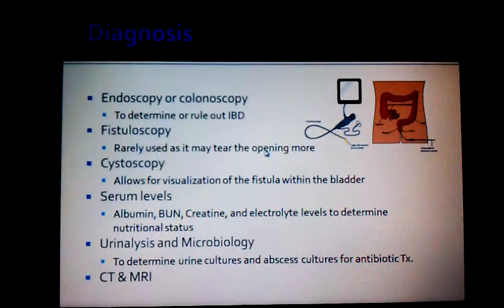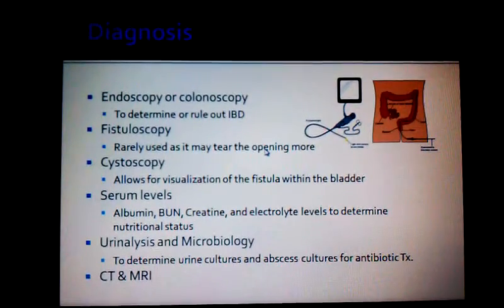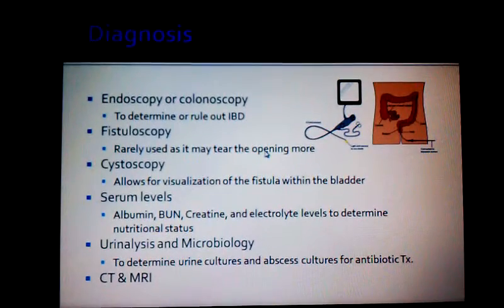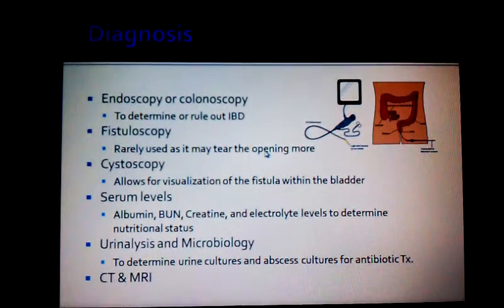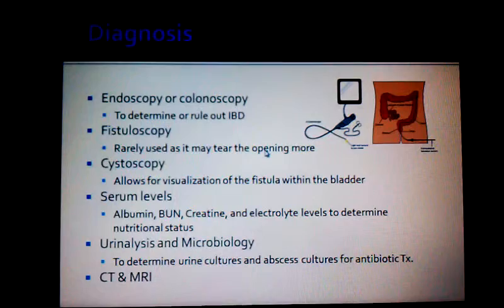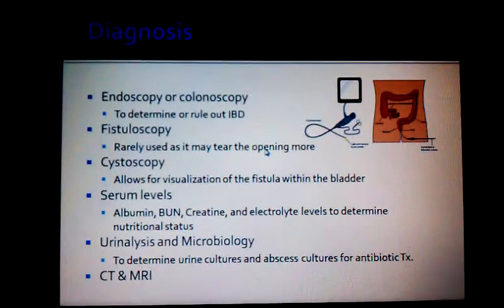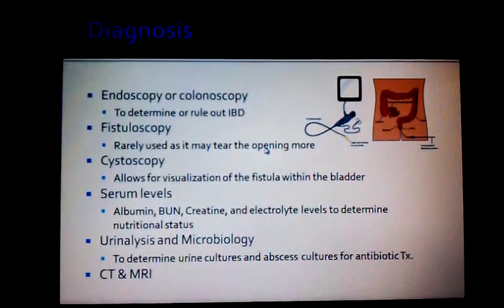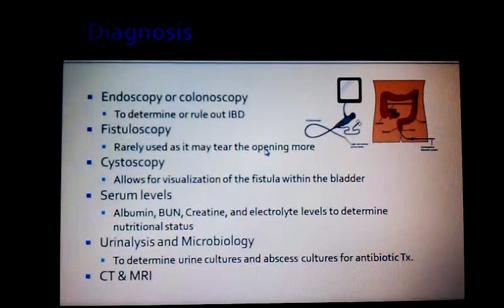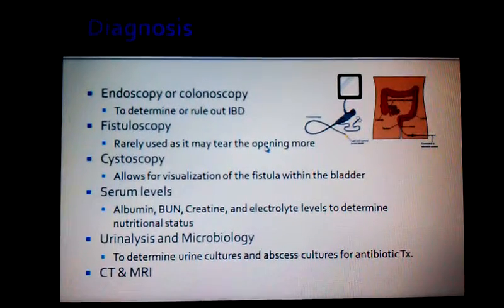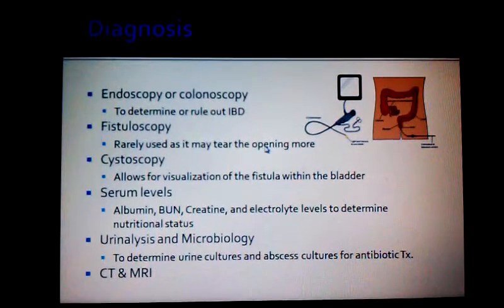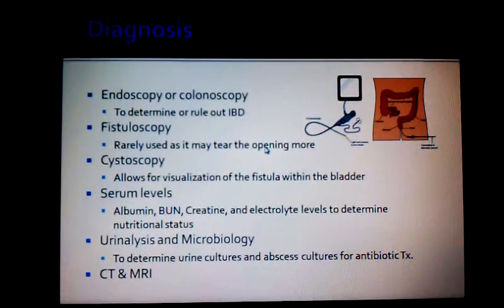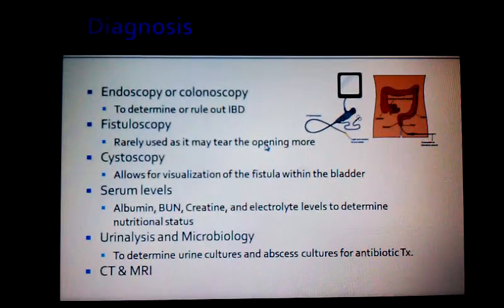The diagnoses are endoscopy or colonoscopy to determine or rule out IBD. Fistuloscopy is rarely used as it may tear the opening even more. Cystoscopy allows for visualization of the fistula within the bladder. Serum levels to check are albumin, BUN, creatinine, and electrolyte levels to determine the nutritional status. Urinalysis and microbiology are used to determine urine cultures and abscess cultures for antibiotics. CT and MRIs are also used.